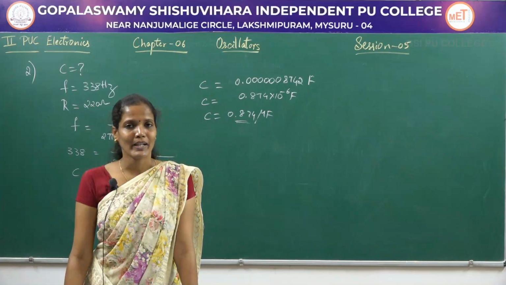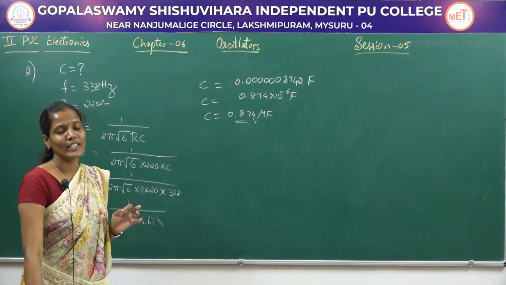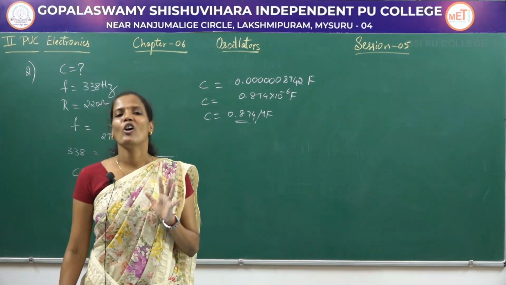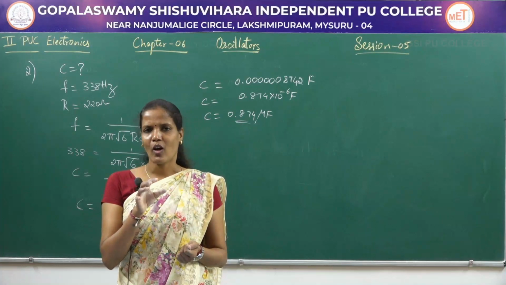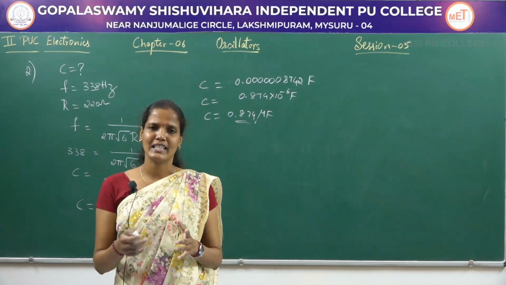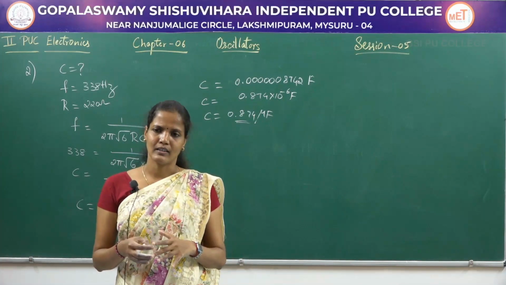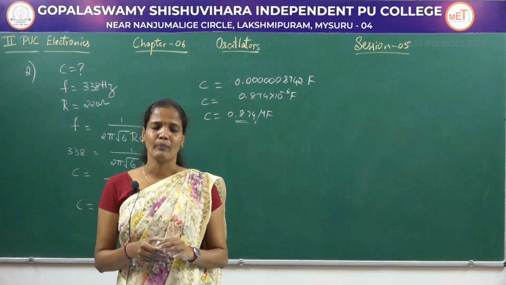You have to find out the capacitance. So the capacitance value is 0.874 into 10 to the power of minus 6 farad, or 0.874 microfarad. So make sure you keep these capacitance values, resistance values, inductance values or frequency values in the standard form.